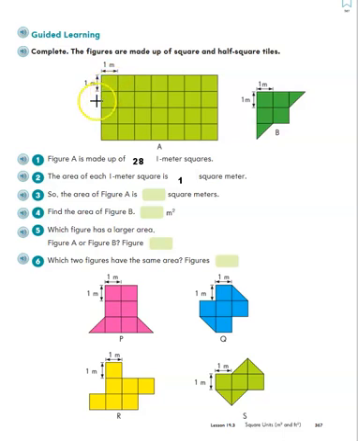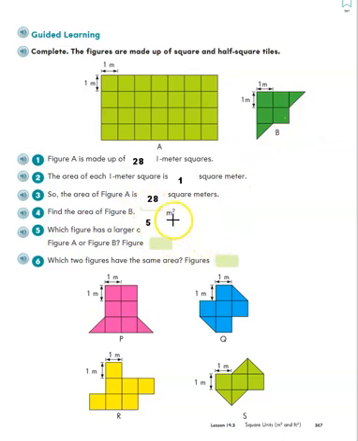So it's just 1 square meter. Okay, the area of this figure for number 3 would be our 28 square meters because we did our multiplication, right? 4 times 7 is 28, so it's 28 square meters. And then number 4, find the area of figure B. So now we're looking at this guy over here. We can see that it is made up of 1, 2, 3, 4, and then these 2 make 5. So it is 5 square meters.